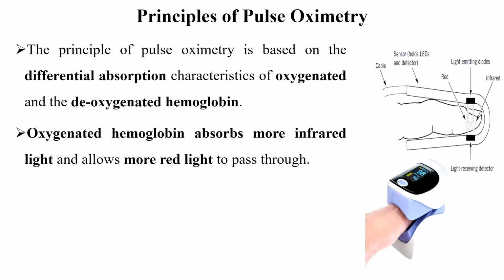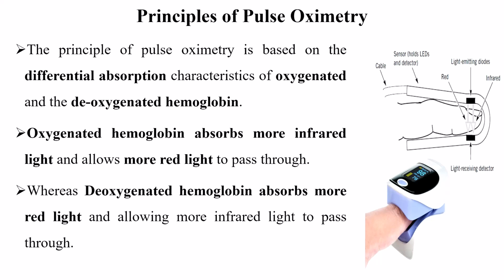Oxygenated hemoglobin absorbs more infrared light and allows more red light to pass through it. This device contains two types of light: infrared and red light. The oxygenated blood absorbs more infrared light and allows the red light to pass through it, whereas the deoxygenated hemoglobin absorbs more red light and allows more infrared light to pass through it.